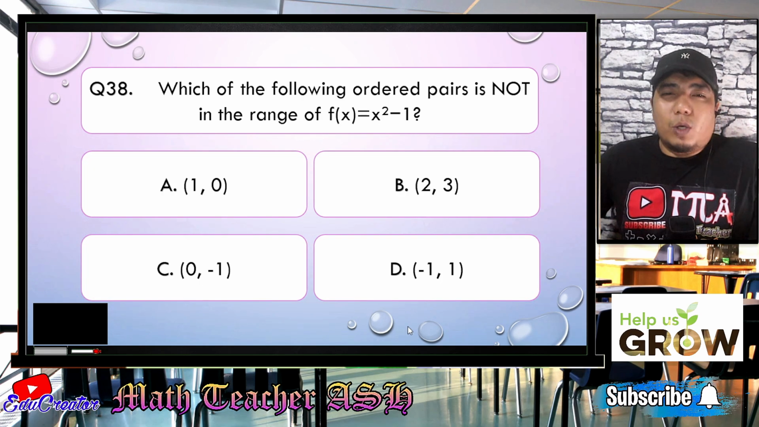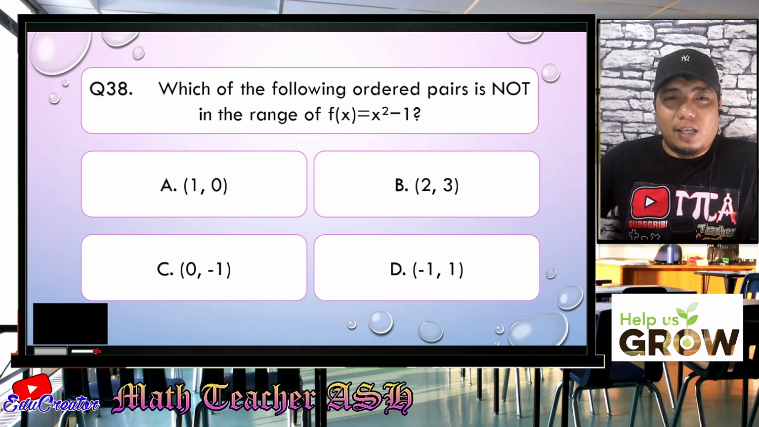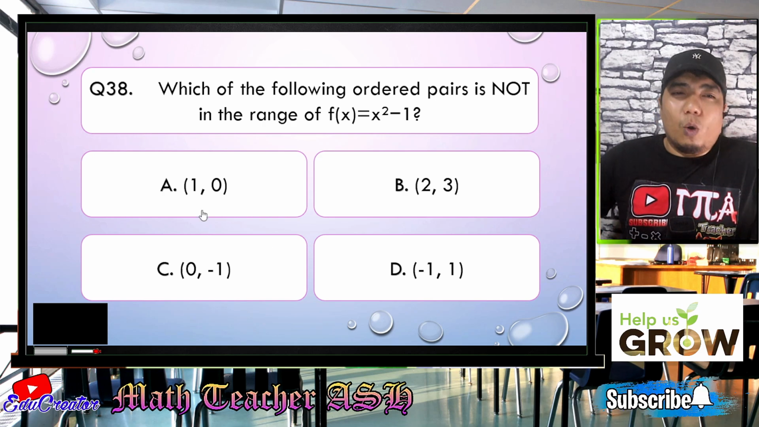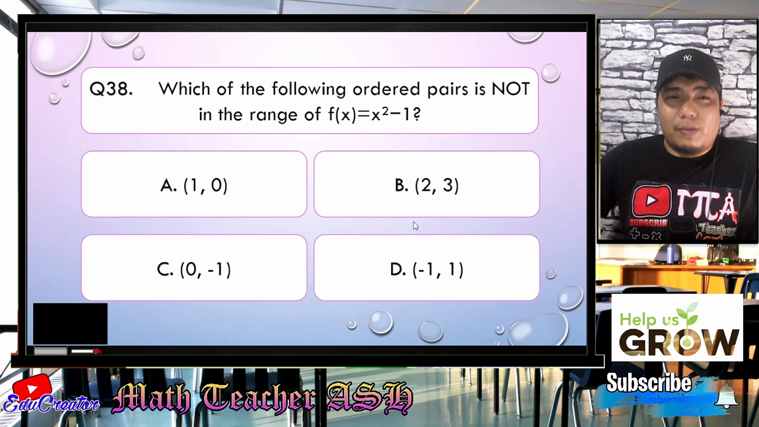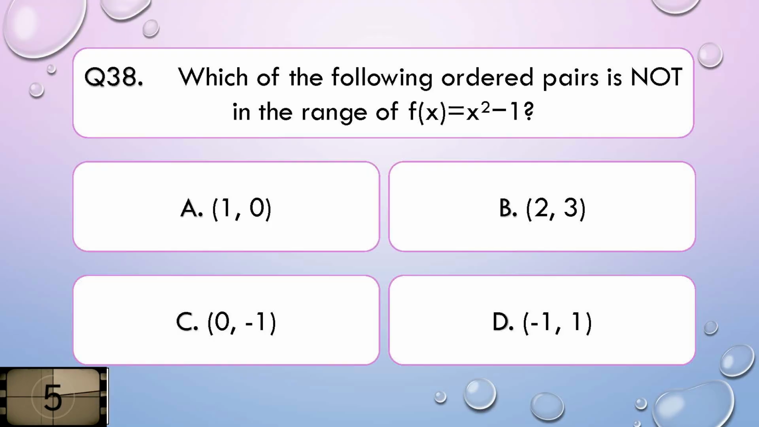So now let's go to question number 38. Which of the following ordered pairs is not in the range of f of x is equal to x squared minus 1? Is it A, 1, 0, B, 2, 3, C, 0, negative 1, or D, negative 1, 1? I'll give you 5 seconds to think about your answer.